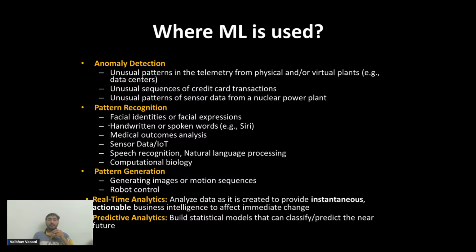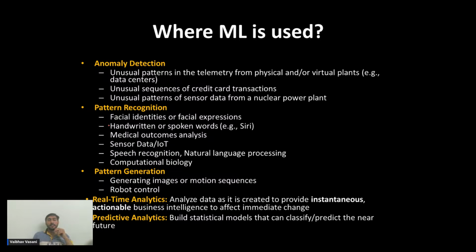Pattern generation, you can say generating images or motion images, for example GAN, generative adversarial network. You might have seen generative AI type images on the internet. Behind the scenes, ML is playing the important role. It is also known as GAN networks. This is beyond today's discussion, but I'm just giving an example of it.